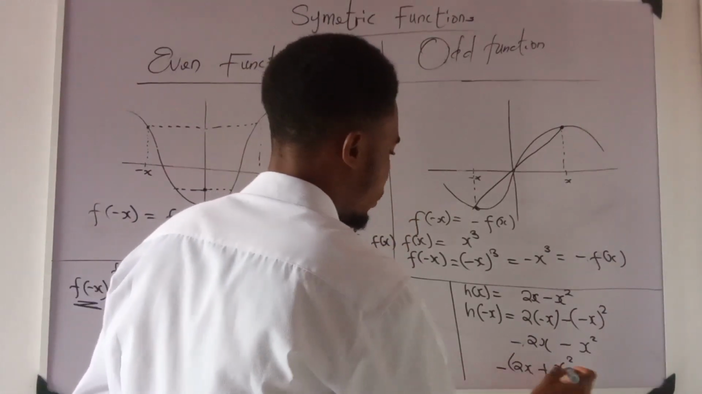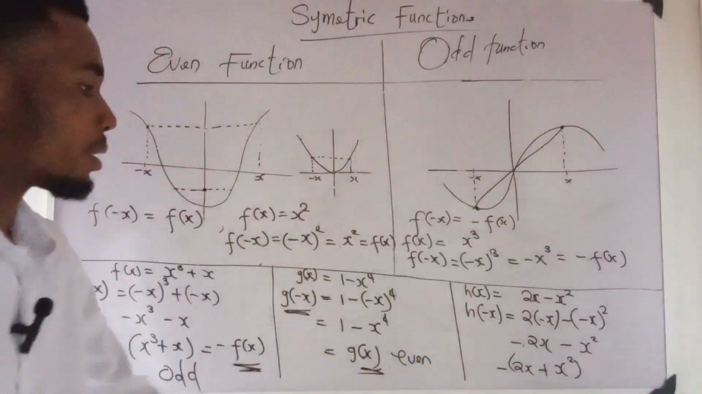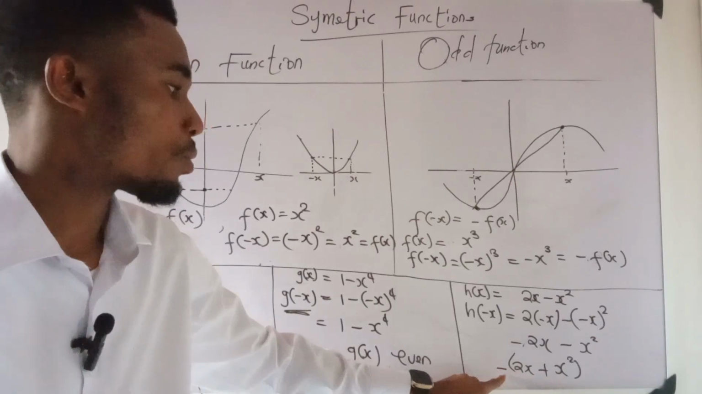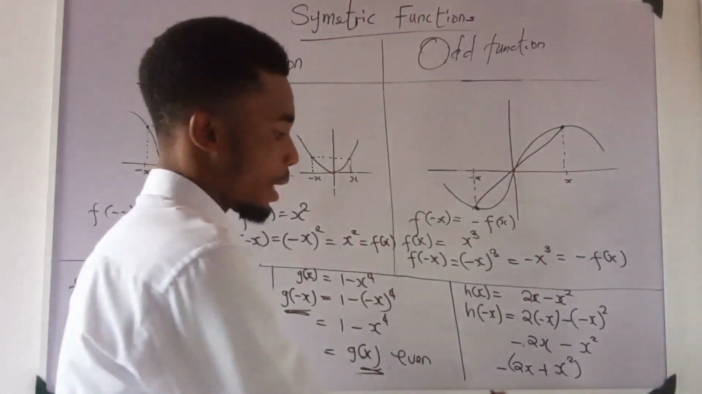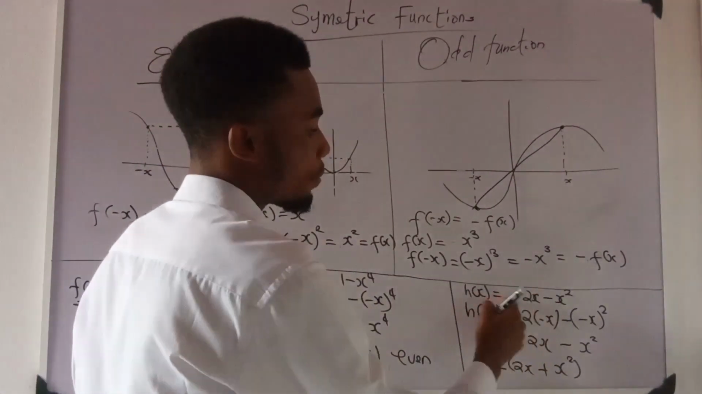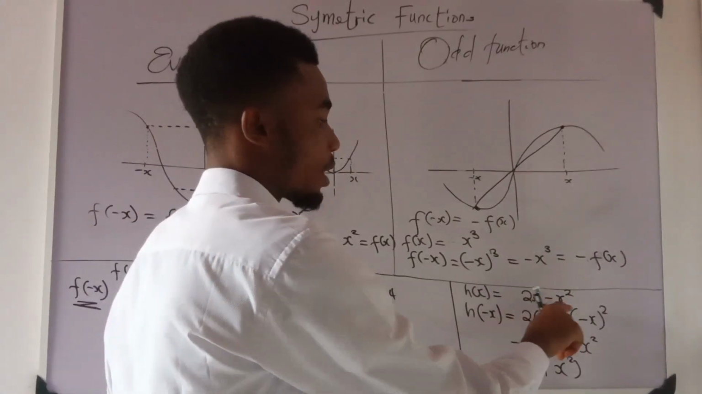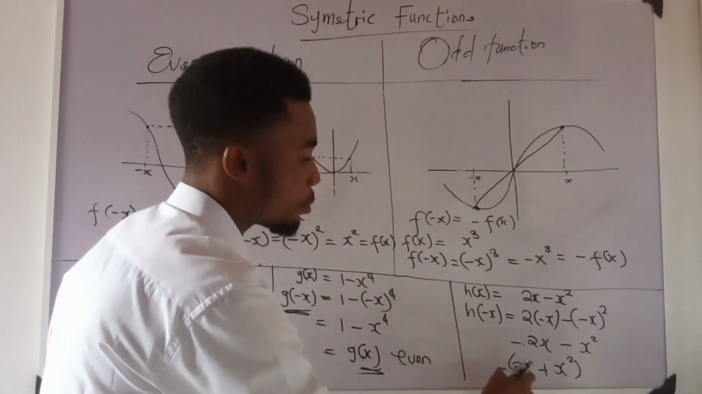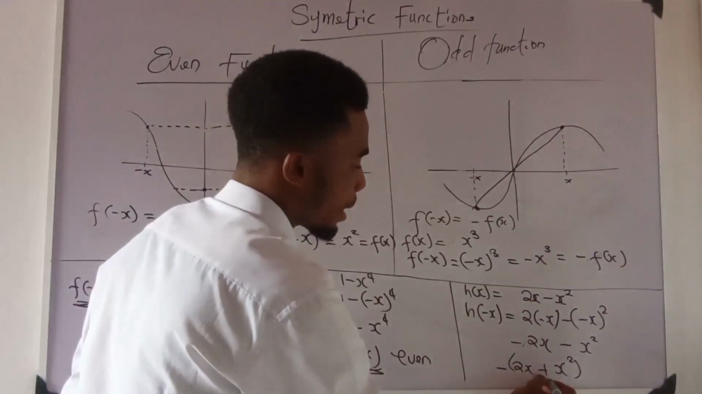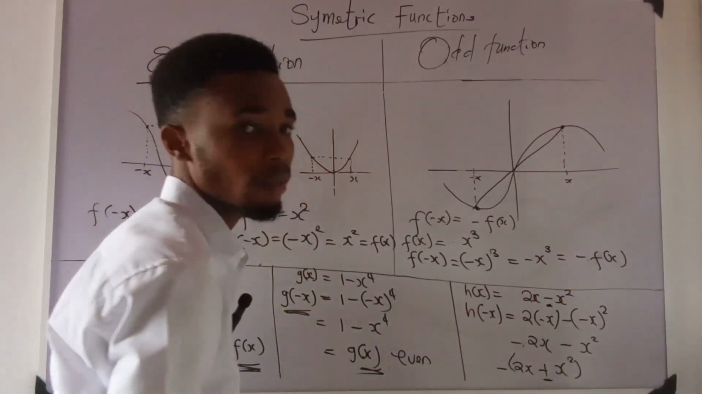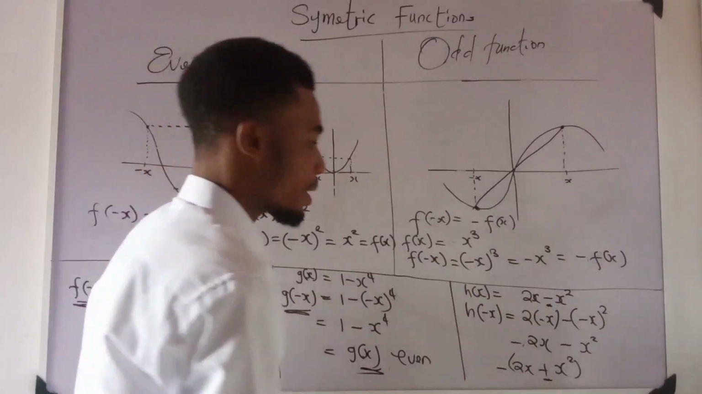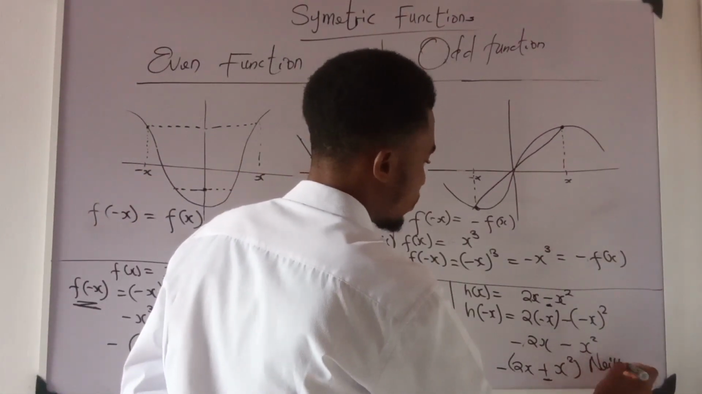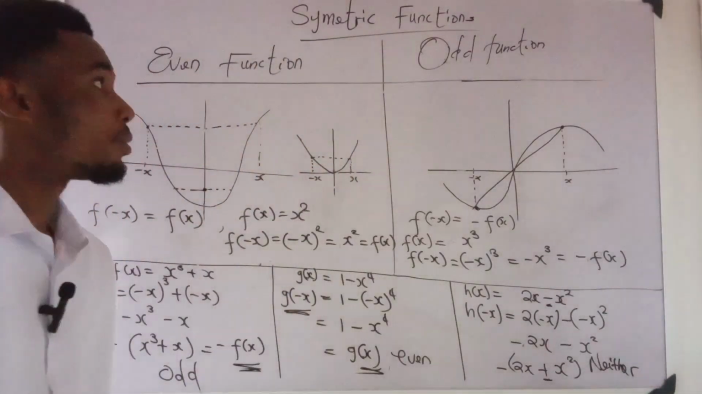So in this case, we can see that this function, when the negative is factored out, is not a negative of f of x. As you can see, h of x initially is 2x minus x squared, but in this case I have negative of 2x plus x squared. So the sign conventions inside are not the same. So in that case, this function is neither even nor odd.